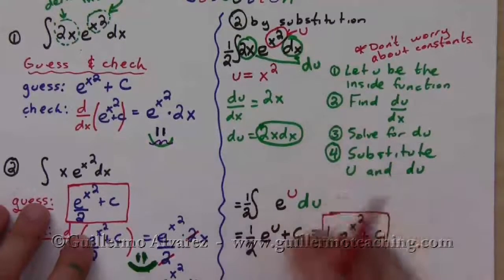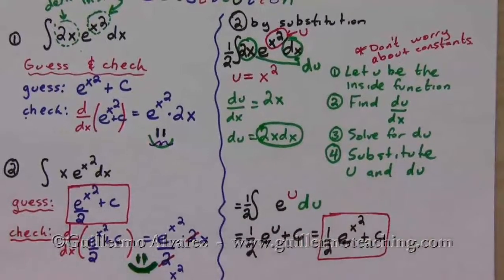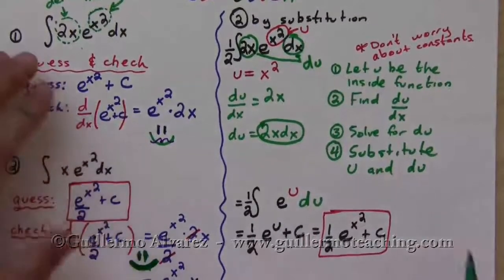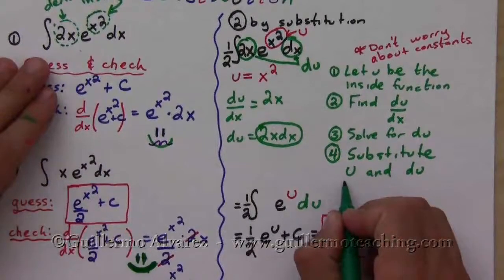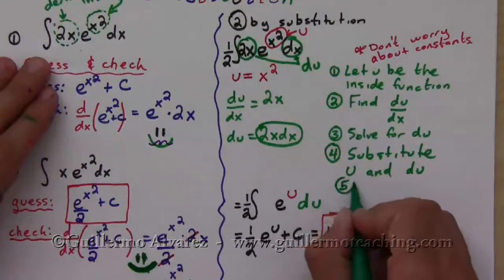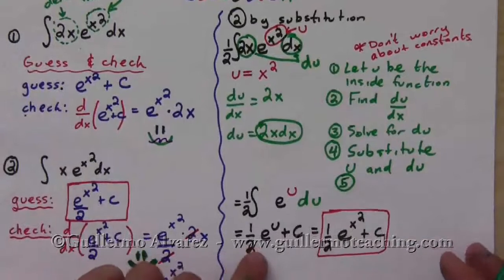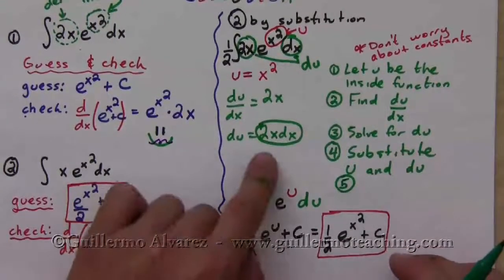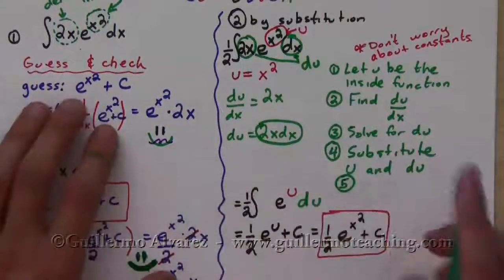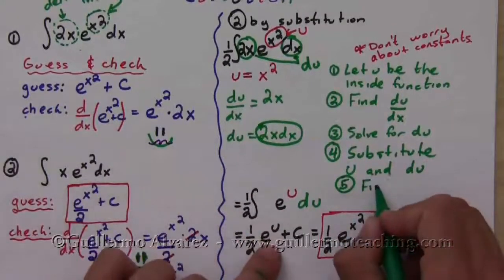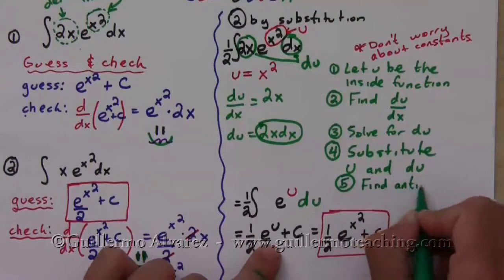So this is a very, very important technique. Here we went really slow to make sure that we got all the steps down. But in a second, we're going to do some that are quite a bit more difficult, and after you get used to it, we'll be able to go a lot faster. But let's write down the other steps that we didn't write down. So here, substitute u and du. Then what we did is we found the antiderivative.